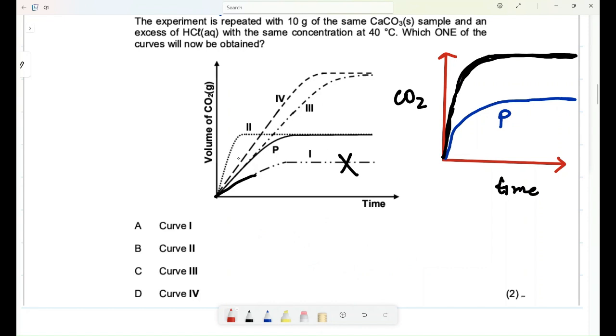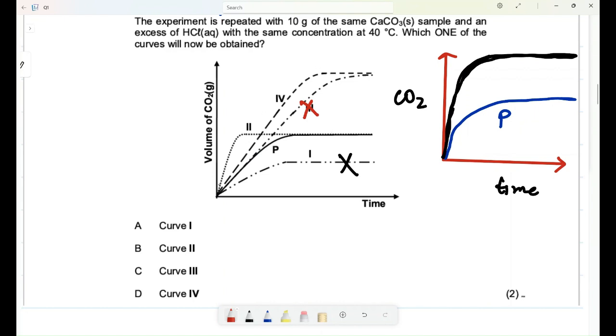Let's look at the next one. Can you see it starts with the same rate, and we agree that the rate will not be the same. Even though it produced more, can you check the rate now? The rate is not correct. So this one is also incorrect.